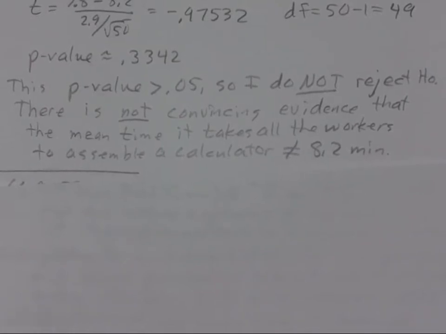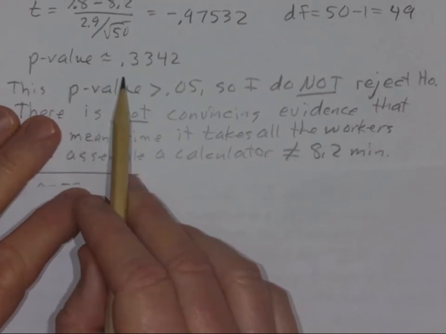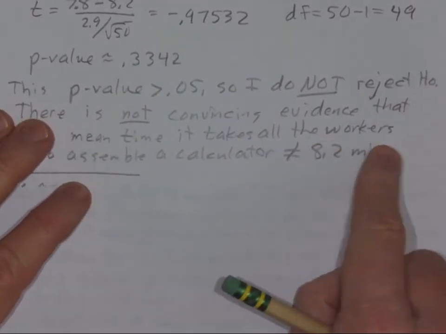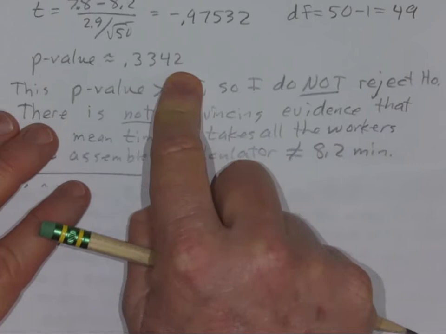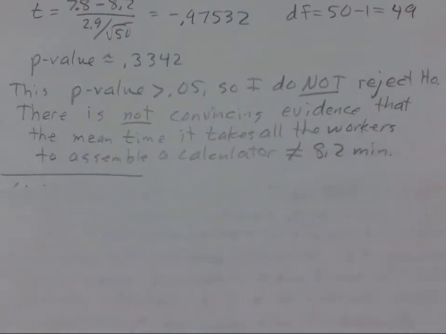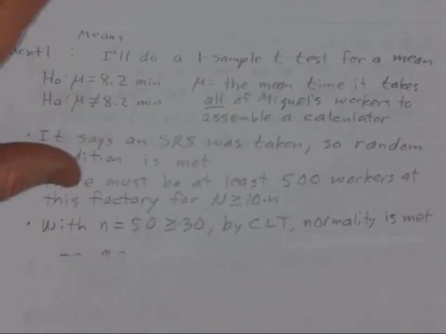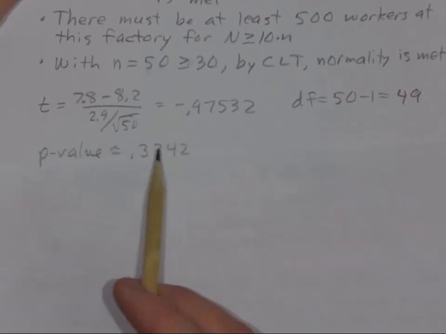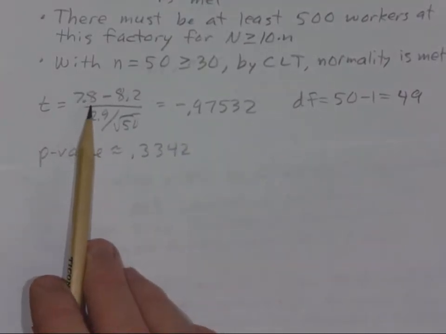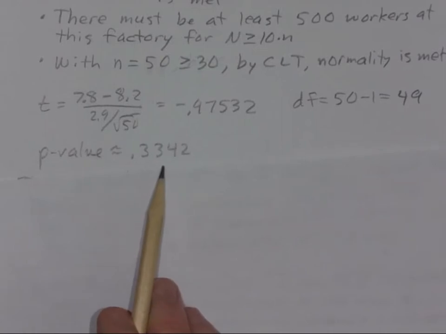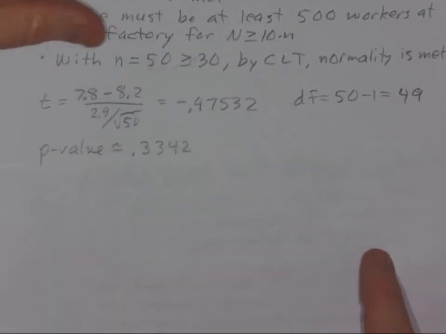Now, you could be asked to interpret, that is drawing a conclusion with a p-value. To interpret the p-value, it's to state it as a probability, as a conditional probability. So if you're given the instruction to interpret the p-value, you would say, well, given the null is true, in other words, given the mean time is actually 8.2, the probability we would get a sample value as unusual as 7.8 or more unusual is about 33.42% of the time. That is interpreting a p-value, stating a p-value as a probability. Okay, so that's that.